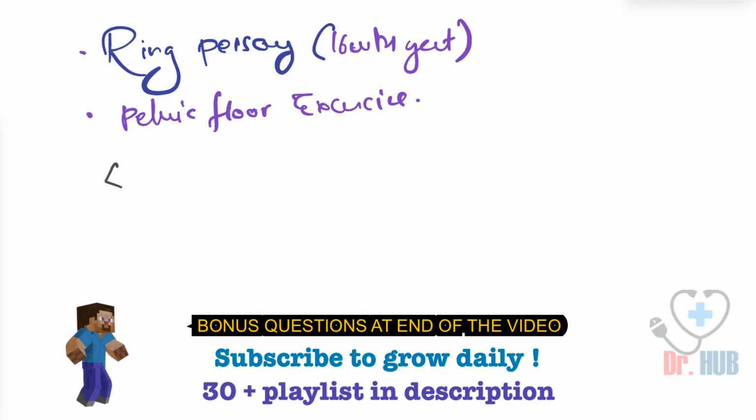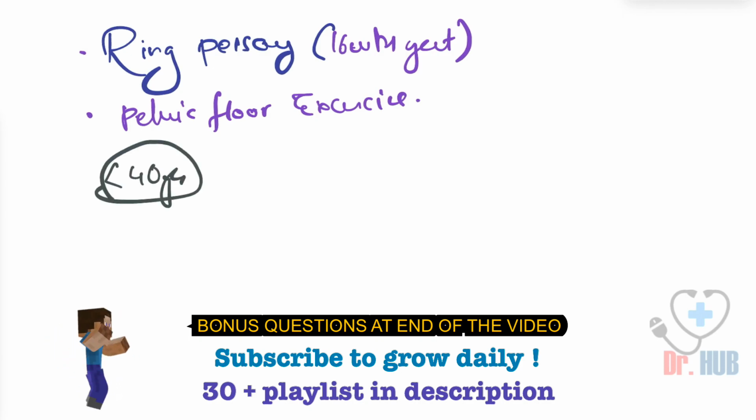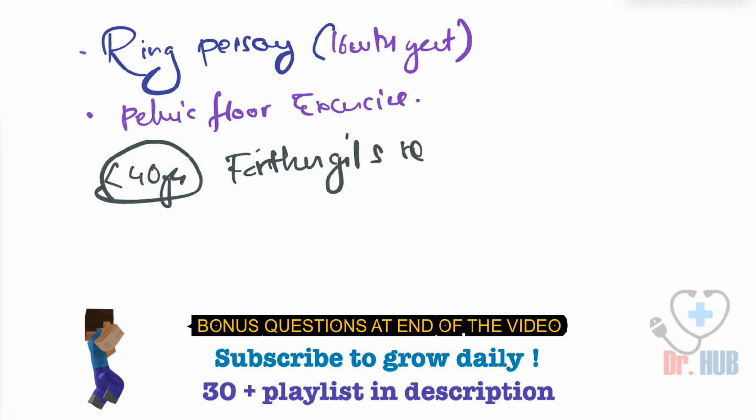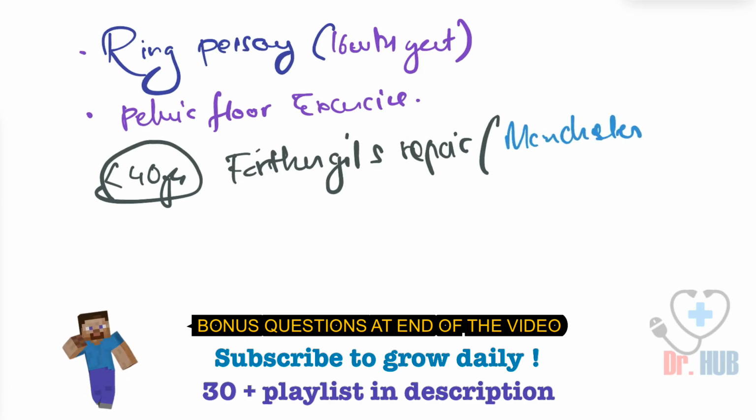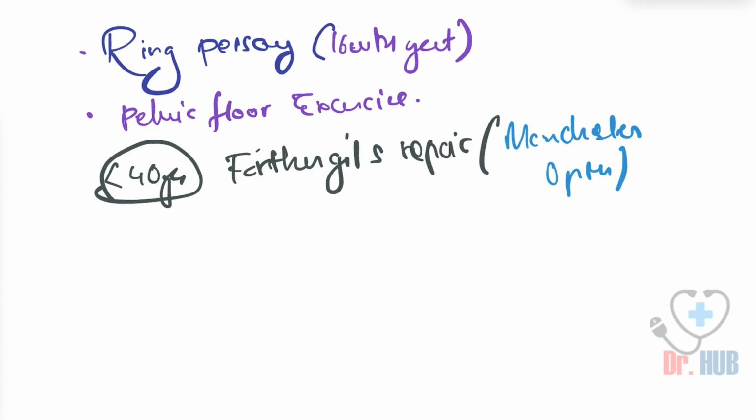Next, we look at less than 40 years. In terms of less than 40 years, there is the Fothergill's repair, which is nothing but the Manchester operation. And there is also the Shirodkar's procedure.